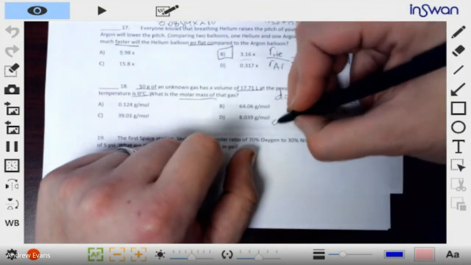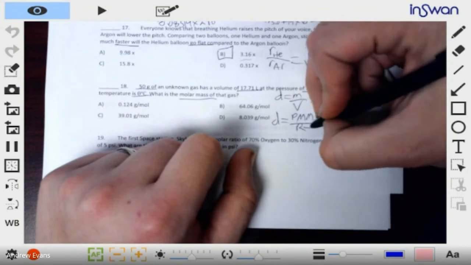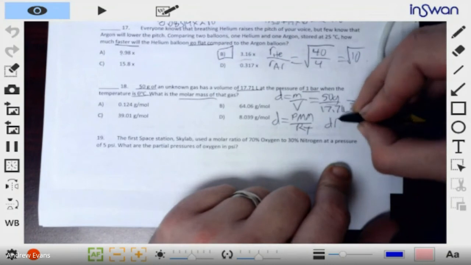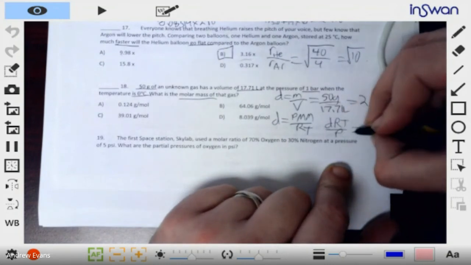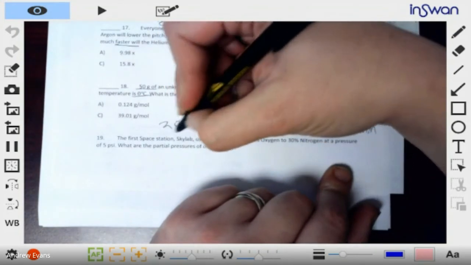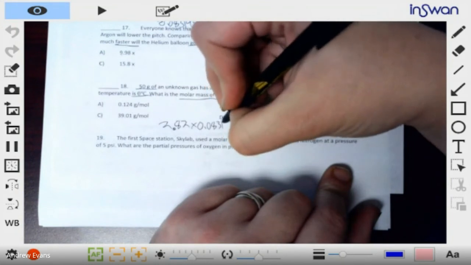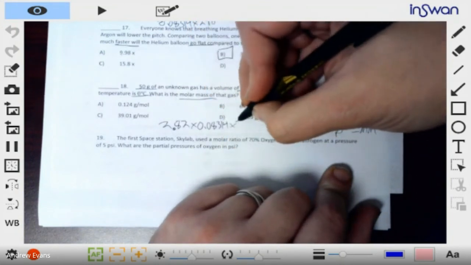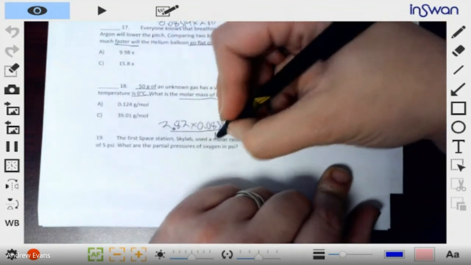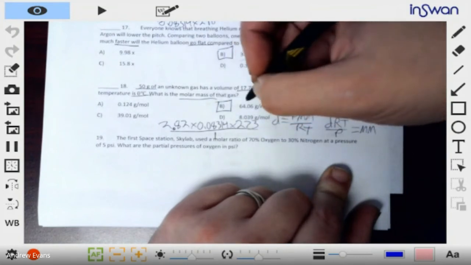So density equals P times molar mass over RT. We're solving for molar mass. You have density times RT over P equals molar mass. So plugging those in, 2.82 times R times temperature, 0 degrees goes to 273 Kelvin, divided by 1. You solve that, you get 64.